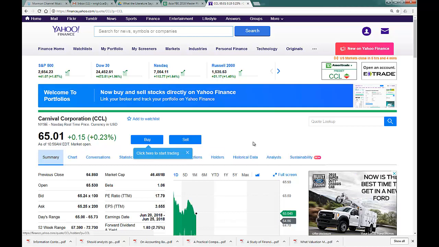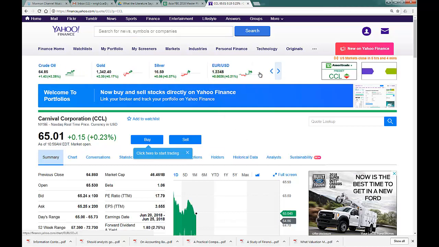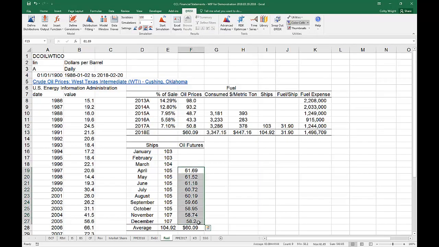Because if you go and look at oil prices right now, you'll see that crude oil is already at $64.85 a barrel. So these future prices that we looked at about a month ago were way off. That's just me trying to prove to you that the inputs in this model are very uncertain. We've already seen some of our inputs move drastically.